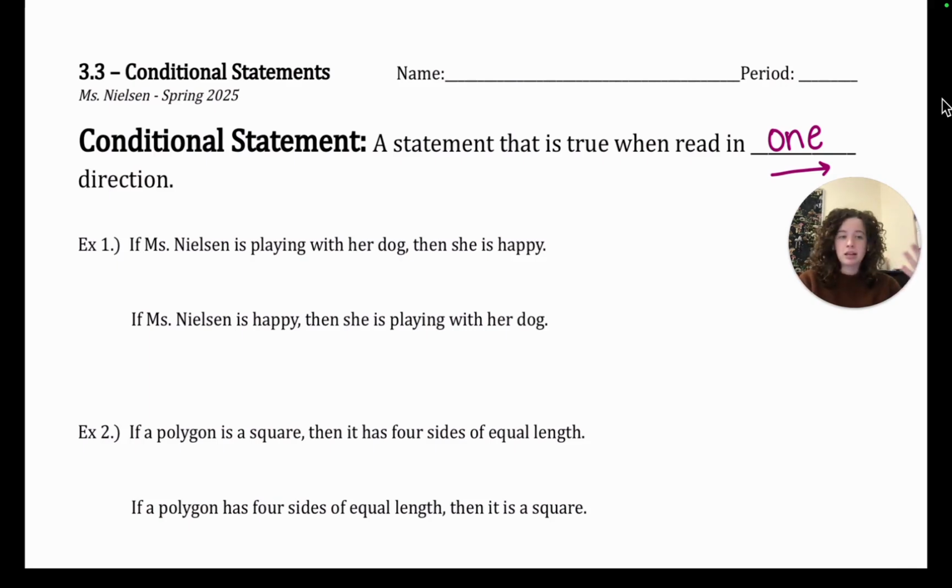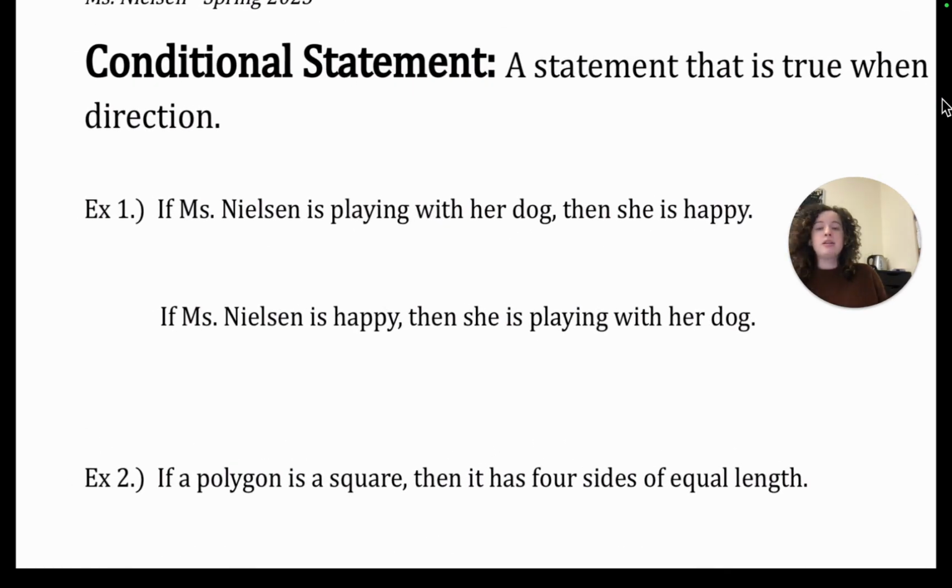And if you have some highlighters or some colored pencils, grab those because we're going to talk about this and I'm going to highlight some stuff here. So example one here. If Ms. Nielsen is playing with her dog, then she is happy. So conditional statement, that's going to say that if I'm playing with my dog, I am happy. Now, is this the case 100% of the time? No, sometimes he jumps really hard and it's uncomfortable. But most of the time, this is pretty much true.